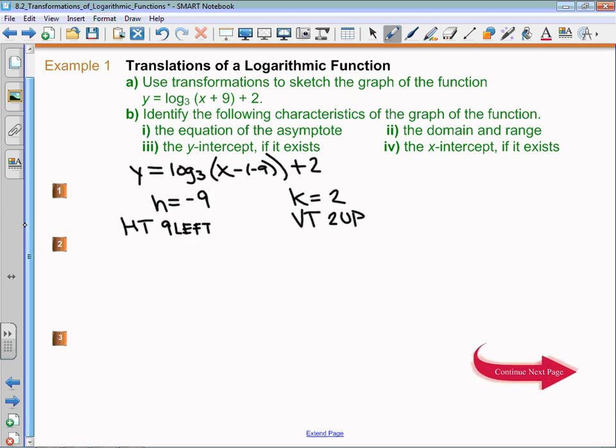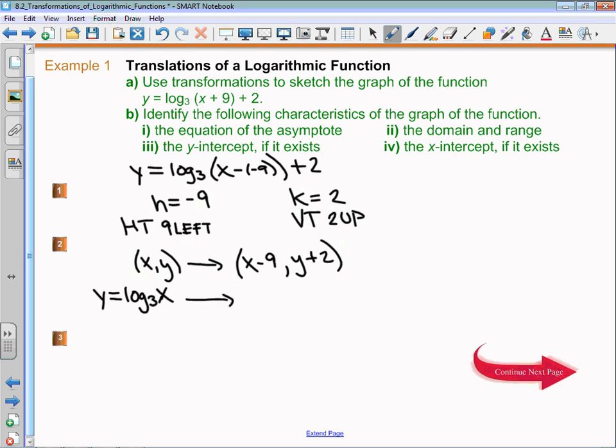Now, what this allows me to do is talk about where these points would go, or my mapping, which is what I really enjoy doing, or I find it very helpful. (x, y) on the untransformed graph will turn into (x minus 9, y plus 2) on my new function. Now, in terms of what the original function is, it would be the simplest version of that logarithmic function, which in this particular example is y equals log base 3 of x. And that would be transformed into y equals log base 3 of (x plus 9) plus 2.